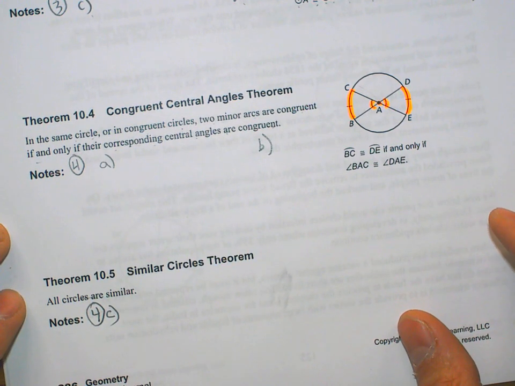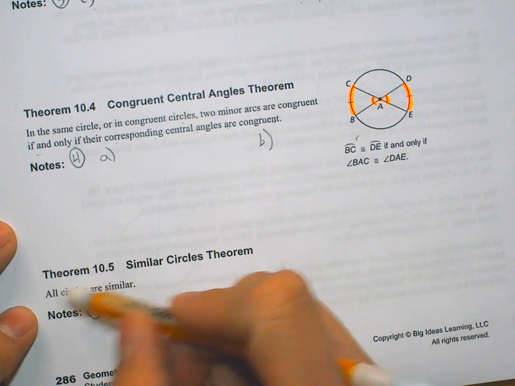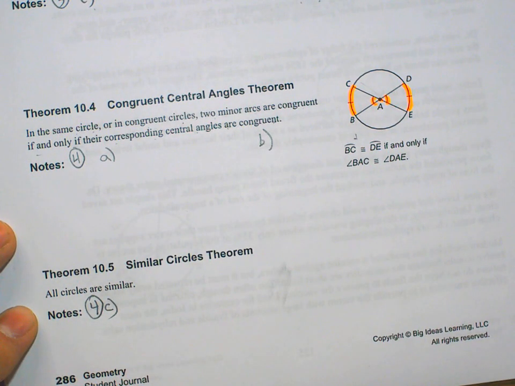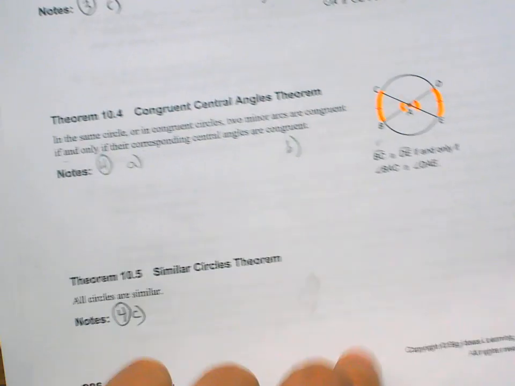Similar circles theorem: all circles are similar. If you happen to have two circles that have a different set of radii, they're going to be similar. So you can use proportions in solving problems with circles.